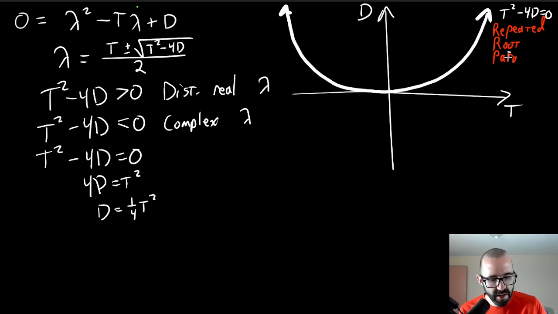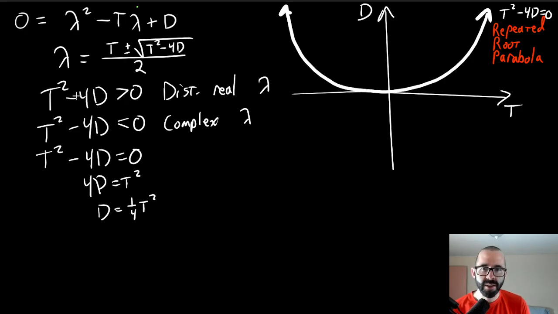Why do you think it's called that? Well, of course, because on this parabola, you have repeated roots. If the square of the trace minus 4 times the determinant equals 0, then you're not plus or minusing anything. Your eigenvalue is just t over 2. So everywhere on this parabola has a repeated root. Every system that has this relationship between the trace and the determinant will have repeated roots.